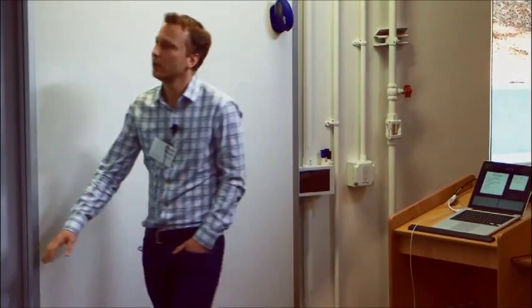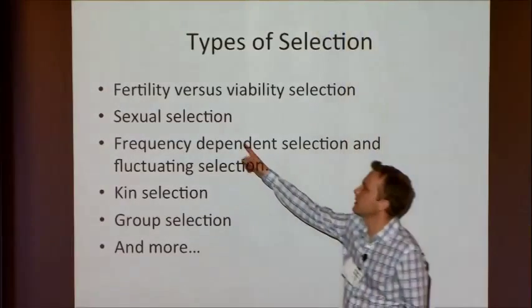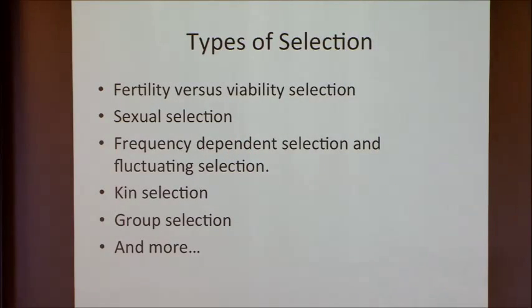So in real life, in many of the traits we're interested in, sexual selection is really important, but I'm not going to talk more about it here. Then we also have various other models of, for example, frequency-dependent selection and fluctuating selection that differ from the model I talked about before by allowing fitnesses to change through time.